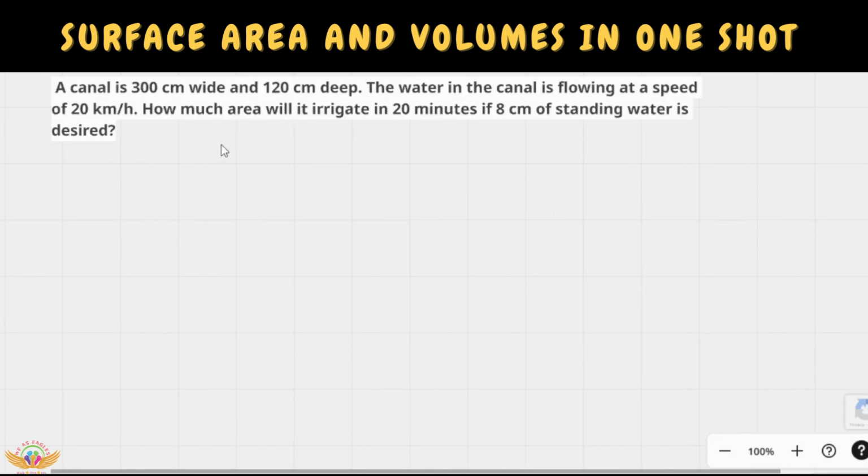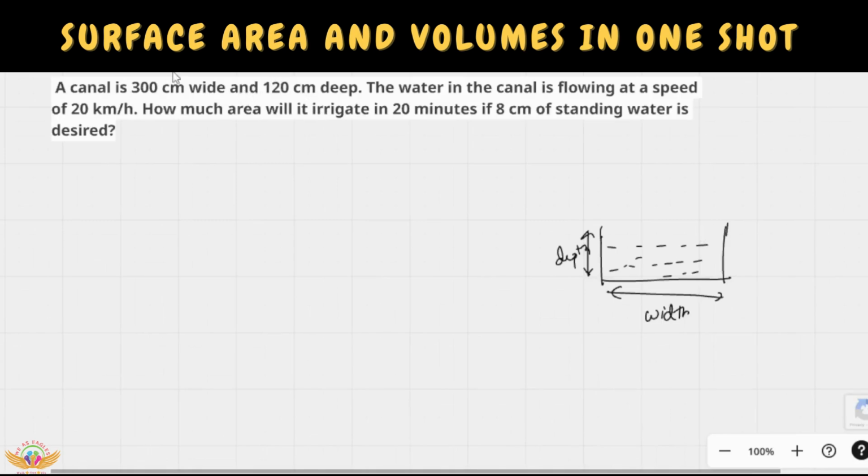So how can you know the volume? Volume is nothing but the width of the canal into the depth, right? So if this is my canal, this is a canal, okay? I'm just drawing it like this. So the width of the canal into the depth. This is the width. This might be the canal. I'm just visualizing it like this. This is the canal with water. This is the width and this is the depth. If I multiply width into depth, I'll get the volume of this canal, right?